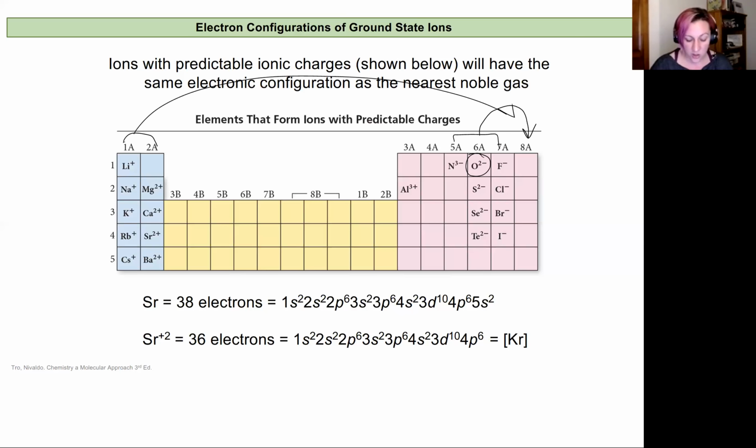And so for something like strontium, which we've been looking at throughout this lecture, we can look at strontium +2. See, it's right here. And so it'll have 36 electrons instead of 38. And so it's going to lose those 5s2 electrons, right? And then what we have is just the electron configuration for krypton.